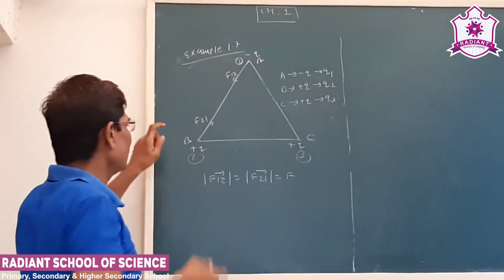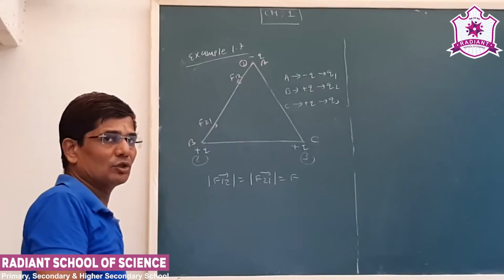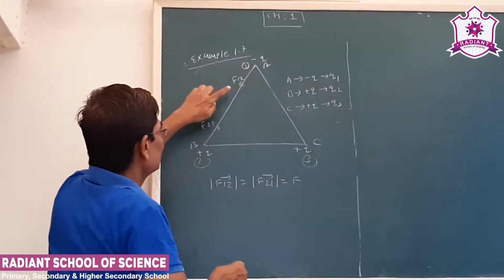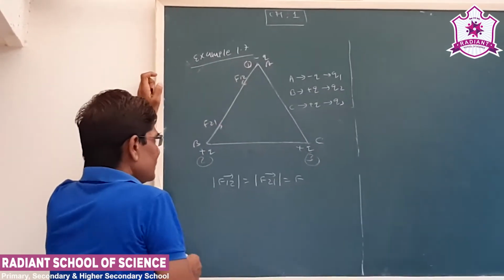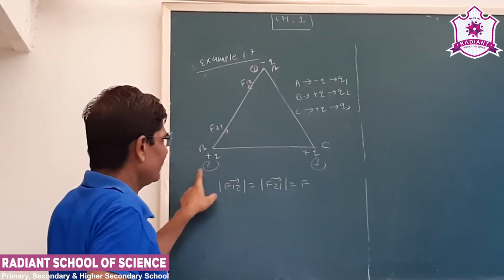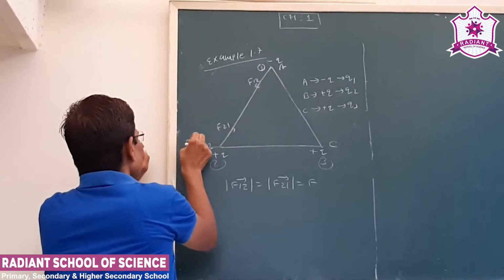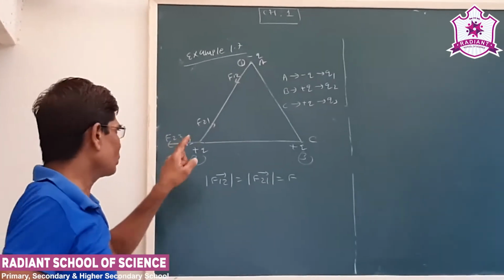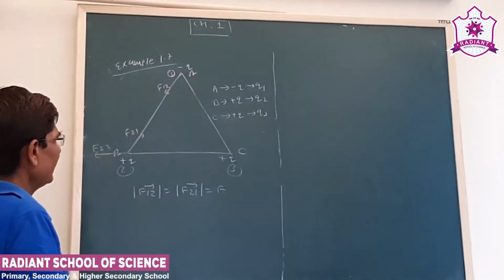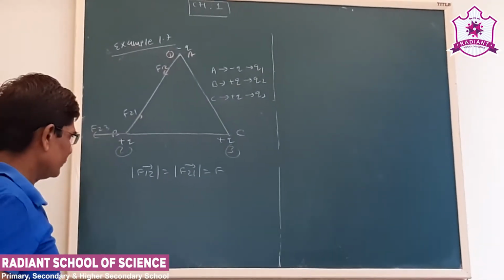Now the force on the charge at B, that is plus Q. This will attract, so this will be F12 like this. But what about this F13? These are like charges, so this will be repulsive. This will be F23, that is force on 2 because of 3.